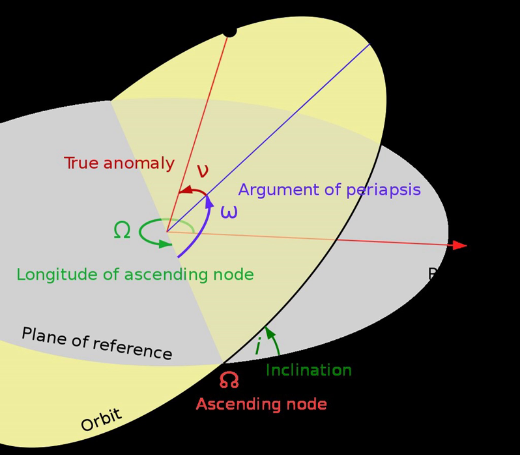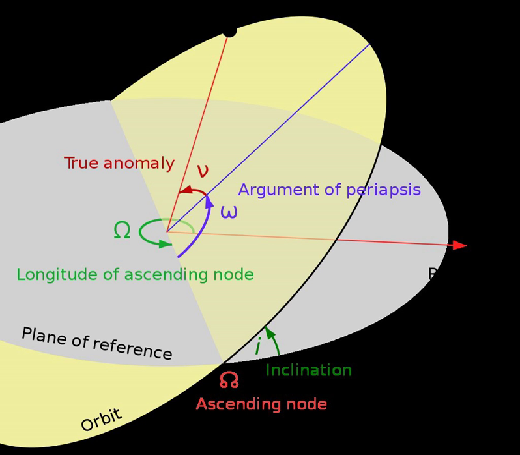Orbits. The inclination is one of the six orbital elements describing the shape and orientation of a celestial orbit. It is the angle between the orbital plane and the plane of reference, normally stated in degrees. For a satellite orbiting a planet, the plane of reference is usually the plane containing the planet's equator.